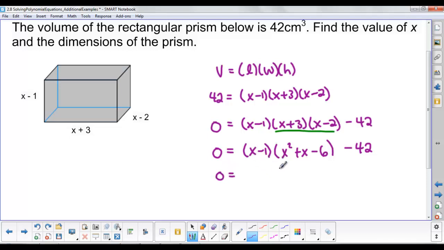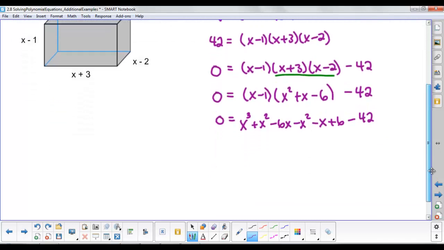So I'm going to take this x minus 1 and distribute it into the second bracket here. So x times x squared, and then x times x, and then x times negative 6, and then finally negative 1 times the rest of this bracket, and then minus 42. So because we're expanded now, I can collect like terms and even collect that negative 42 inside our expression.